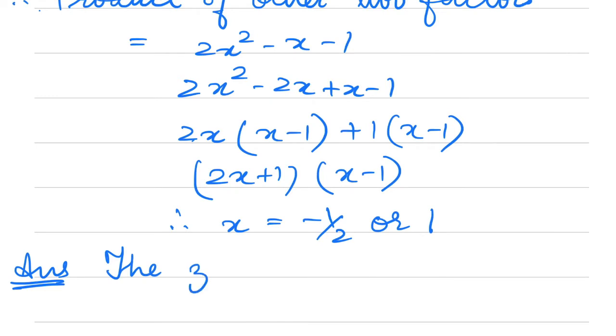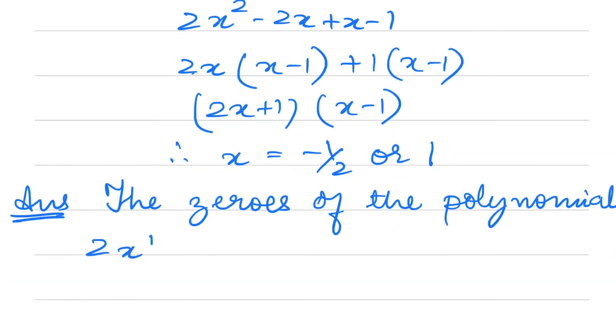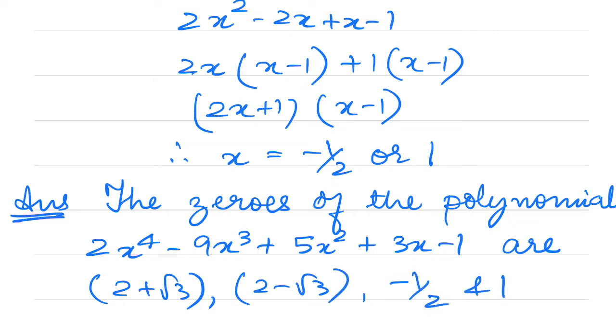The zeros of the polynomial 2x4 minus 9x cube plus 5x square plus 3x minus 1 are 2 plus root 3. Then we have 2 minus root 3. Then we found out minus half and 1.